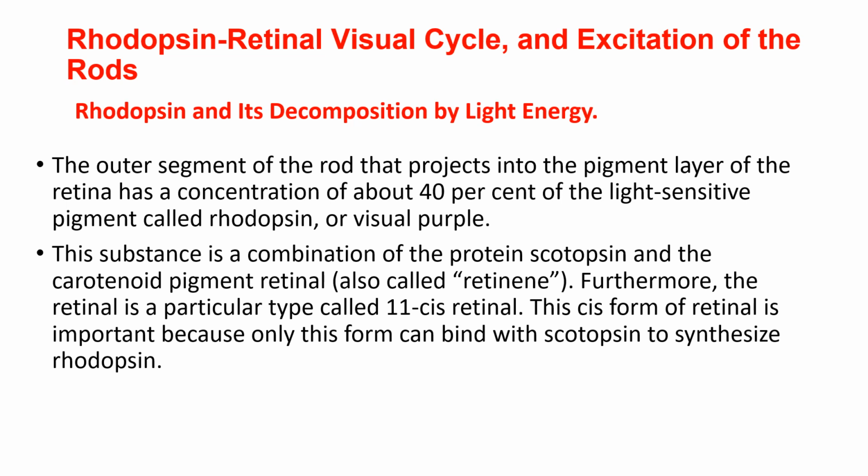This substance is a combination of the protein scotopsin and the carotenoid pigment retinal, also called retinene. Furthermore, the retinal is a particular type called 11-cis retinal. This cis form of retinal is important because only this form can bind with scotopsin to synthesize rhodopsin.